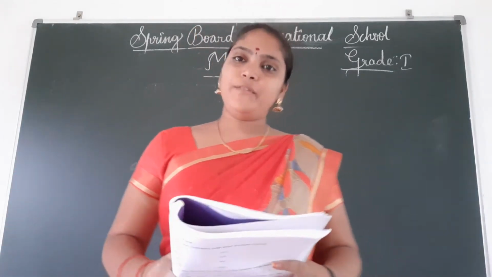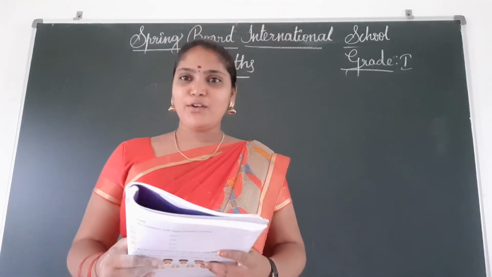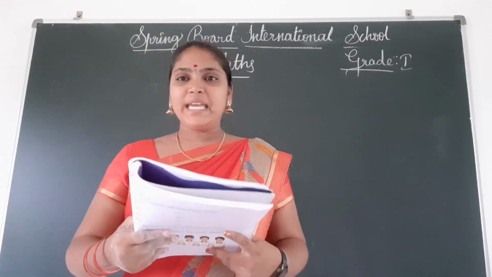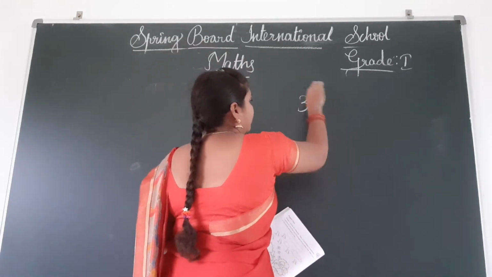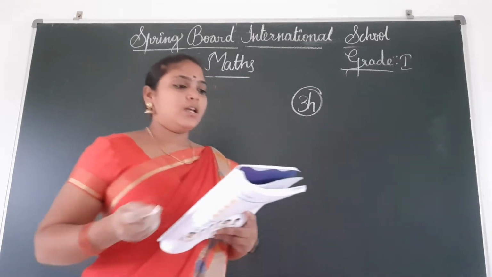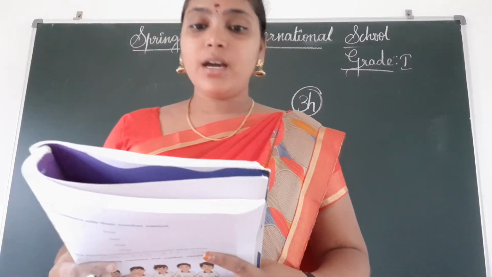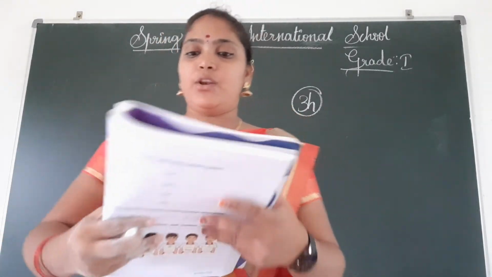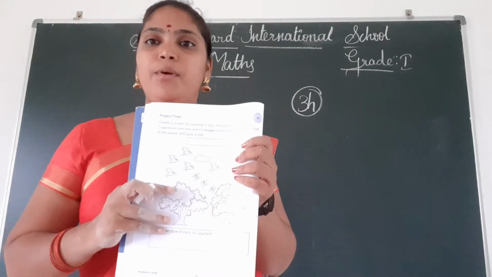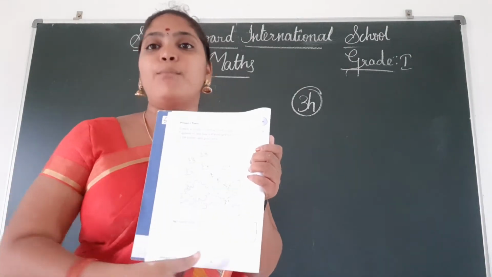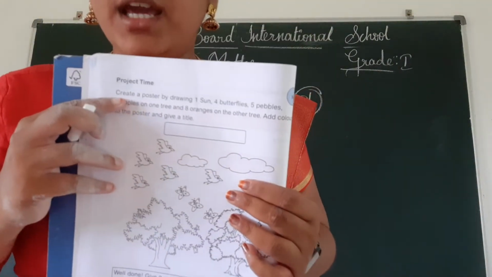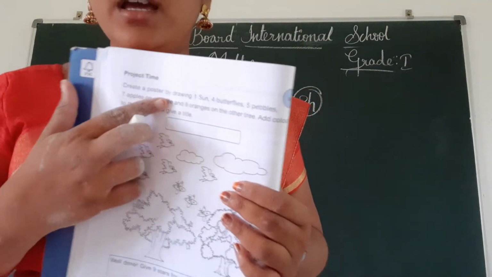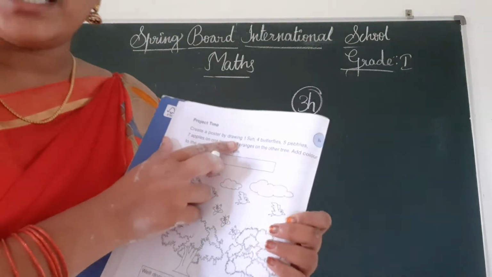Okay, children, so now it's project time. Everyone open companion page number 28. It's 3H. So 3H is project. Create a poster by drawing one sun. Okay, here one poster is given. Now you have to add some more. So first, what is given here? Create a poster by drawing one sun.